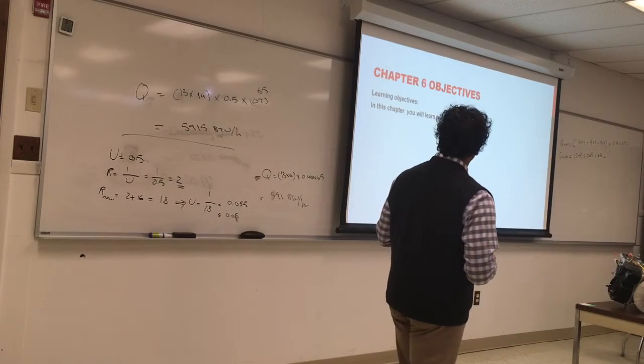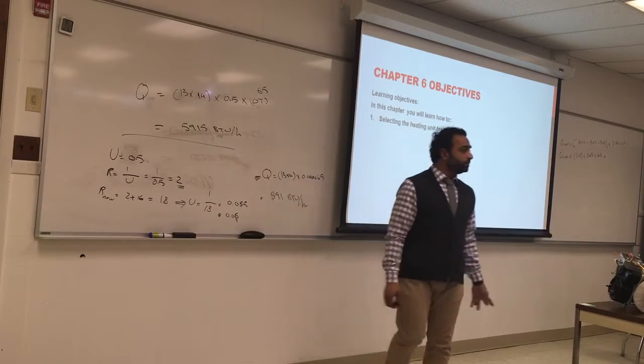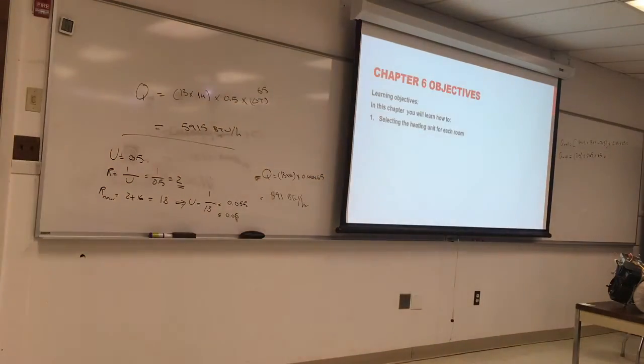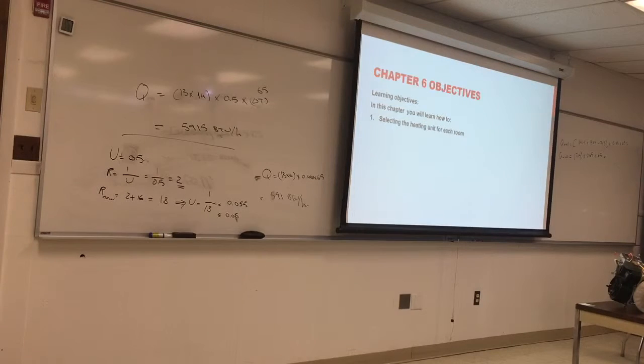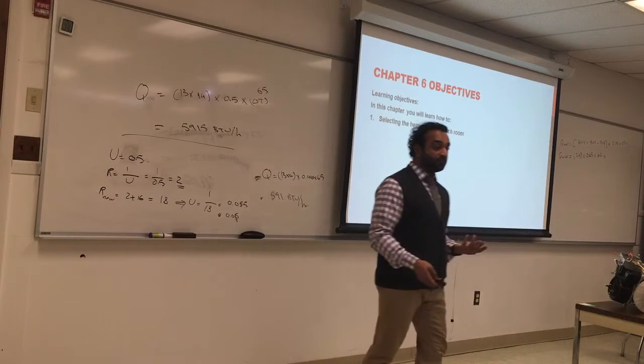So this is what we need to do. Selecting the heating unit for each room, which means you get the heat calculation. You want to choose what heat distribution you're gonna have for each room. You can have a baseboard radiator, you can have boards, you can have a convector, whatever, you can have vented floor heating. So this is how we select a heating unit for each room. So we'll learn how to do the math for this.